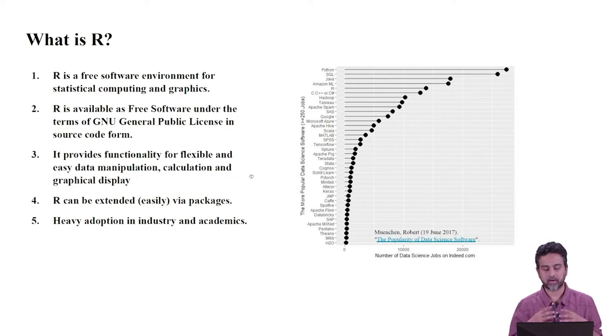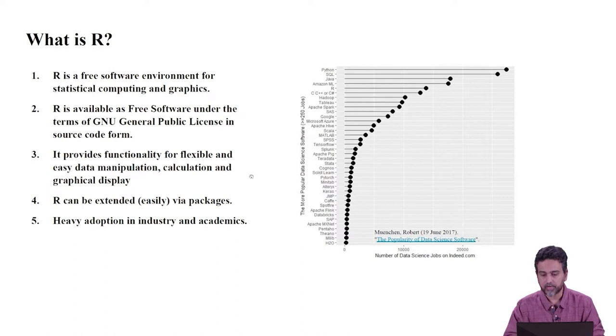And we will use such packages. So the fact that R can be extended is one of the main reasons why it's so popular, because over the years, people have written a whole range of packages to extend its functionality beyond just data science. And as is expected, there is heavy adoption in industry and in academia.